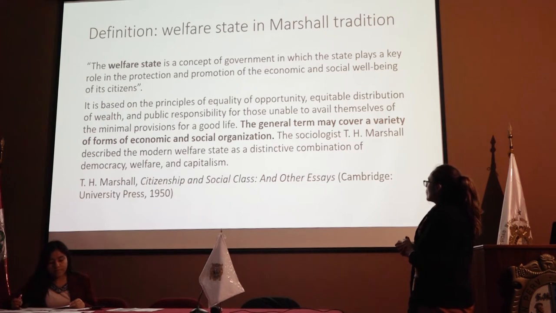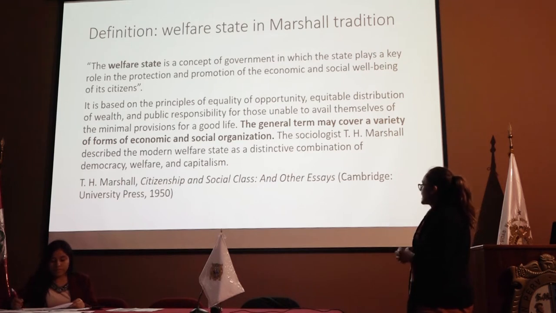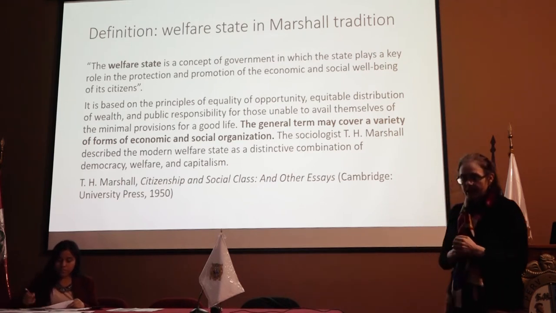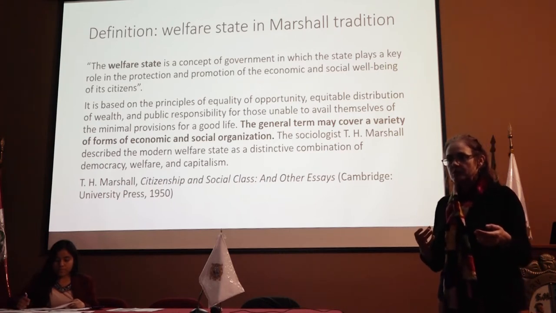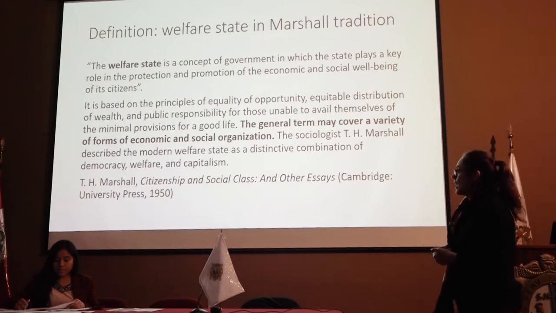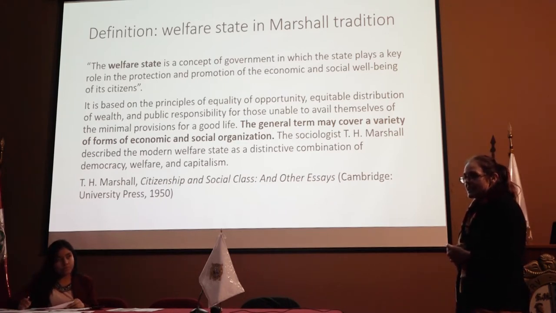So what I want to do is unpick that a bit, because above all, when you do comparative welfare history, you're covering a whole range of economic and social organisations, and it's very hard to compare them, especially when the foundation of the whole idea rests on concepts which are Western, concepts of the North. So T.H. Marshall described the modern welfare state as a distinctive combination of democracy, welfare, and capitalism. And many countries have a very different mix of those three components.